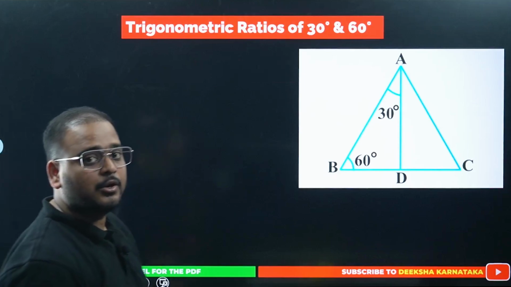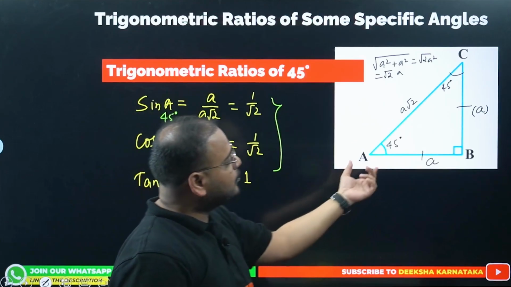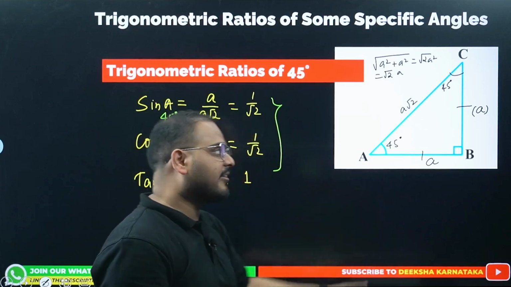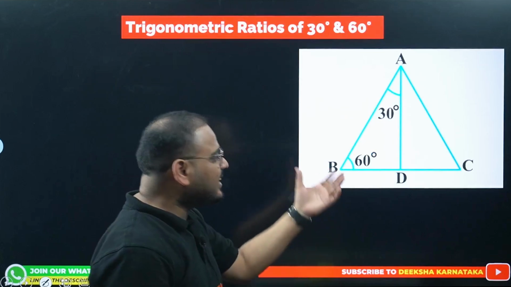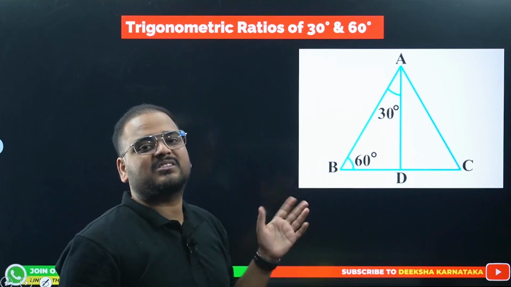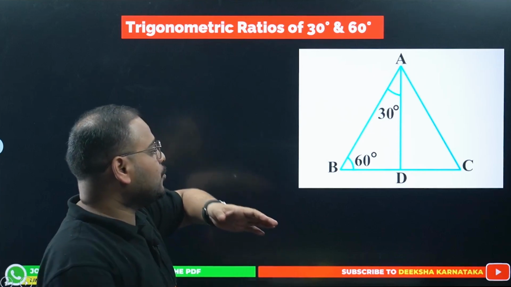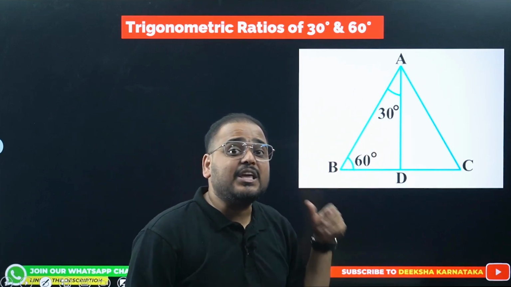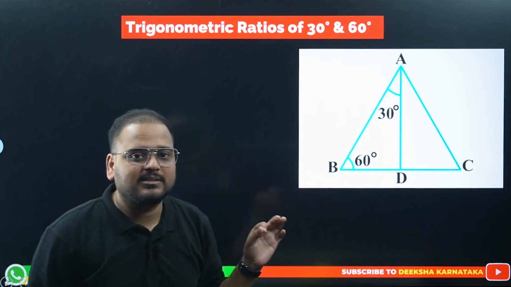30, 60. So if you remember, for 45, what did we take? We took an isosceles right angle triangle. But over here for 30, 60, if I take a right angle triangle straight away, how would I know it's 60, 30? There's no way to define it. So what we're going to do, we'll take ABC as an equilateral triangle. In an equilateral triangle, all the angles are 60 degrees.